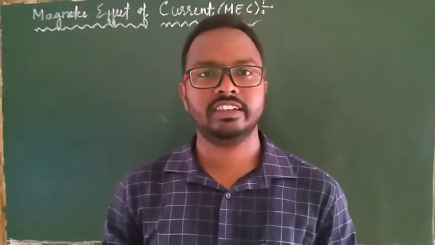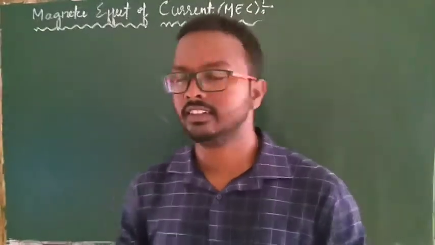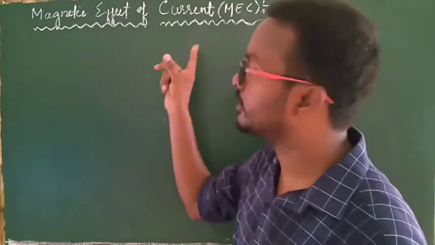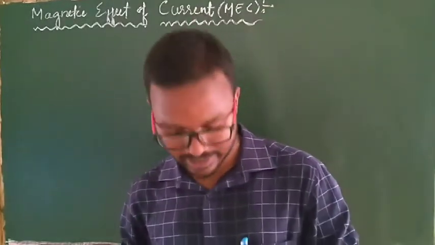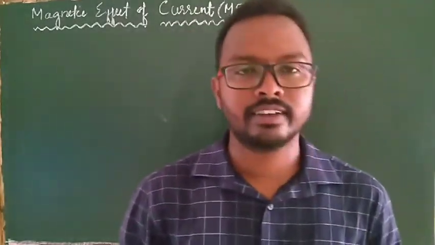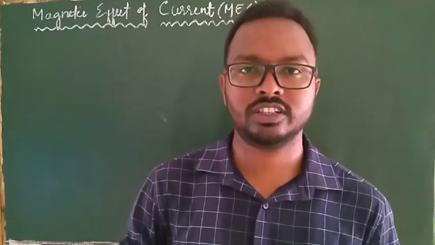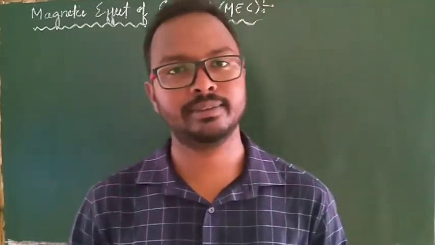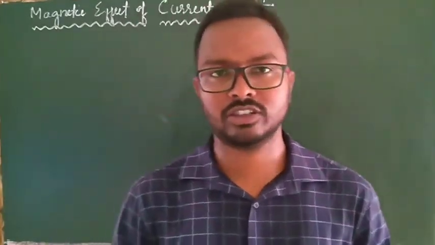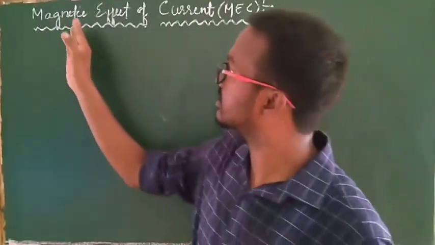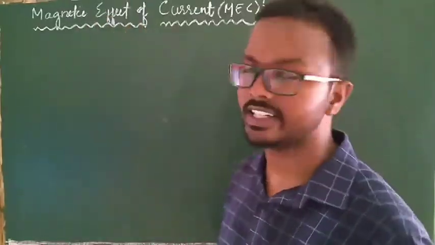Today we will discuss a new chapter of physics, that is magnetic effect of electric current. That means if current is flowing through a conductor, then how a magnetic field develops around the conductor. In this case we will discuss what is known as the magnetic effect of electric current.